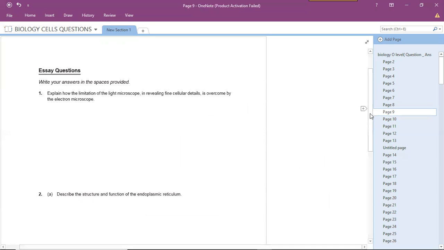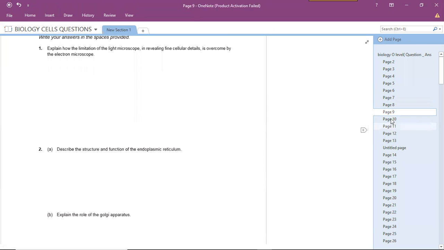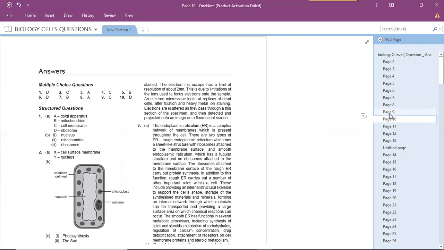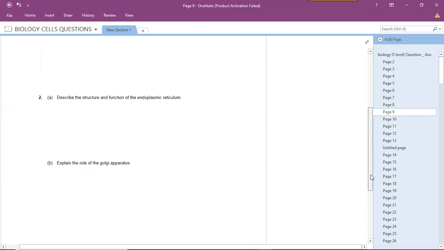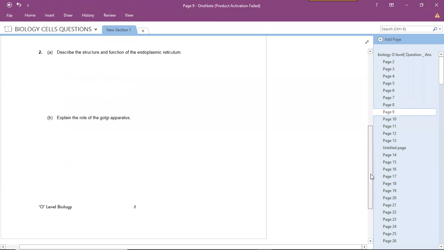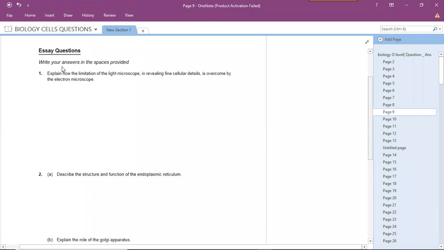All right, so let's look at some essay type questions. Is this the last question? Yeah, it's the last question, which seems long. All right, not so long. Write your answers in the spaces provided. It says, explain how the limitations of a light microscope in revealing cellular details are overcome by the electron microscope.